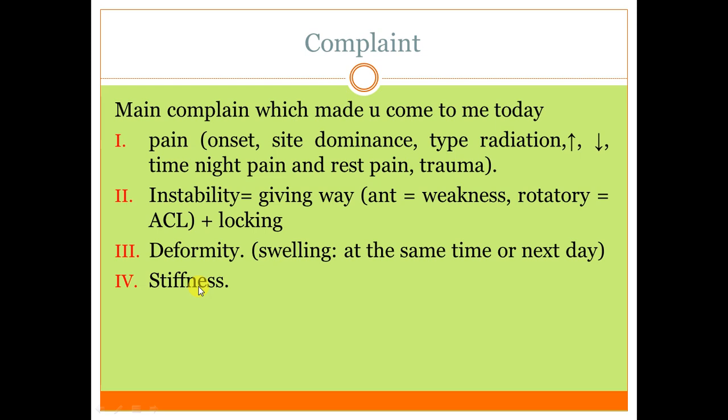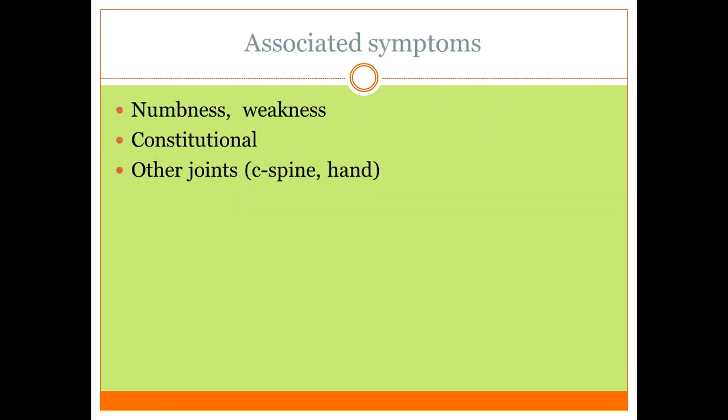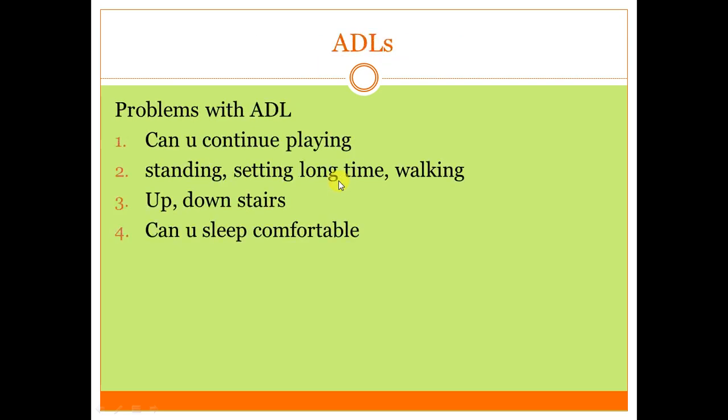Again, analyze stiffness. Is it in flexion or extension? Is it post-surgery or trauma? Surgery is mostly ACL reconstruction. So take the main complaint, and analyze the three. Then neurovascular complaint, constitutional complaint, and other joints, cervical spine, and hand, to exclude rheumatoid. All these complaints, how they affect his life, in pain and function.